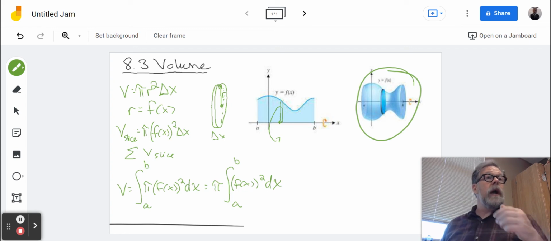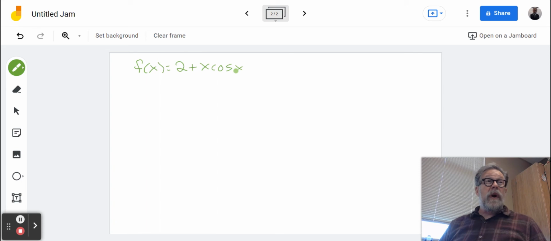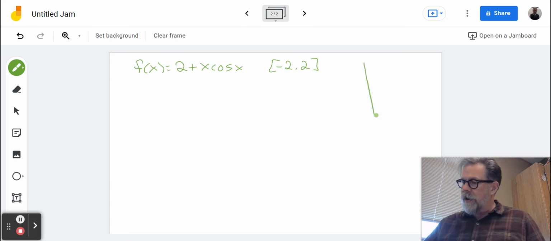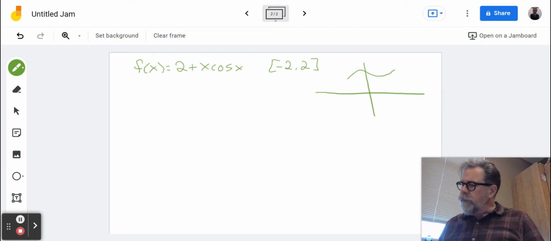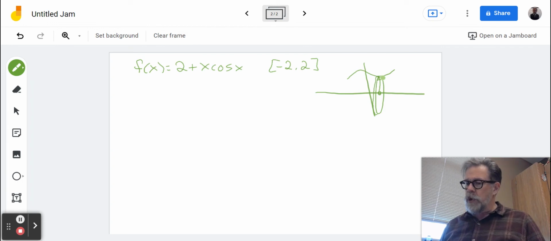So let's do a quick example. Let's look at the function f of x equals 2 plus x cosine of x. And to be honest, it doesn't really matter what it looks like, but let's take a quick look anyway, because in the future, in different kinds of problems, it may end up mattering what they look like. We've got something that looks like that. And when I rotate it, of course, here are my discs with radius 2 plus x cosine of x.